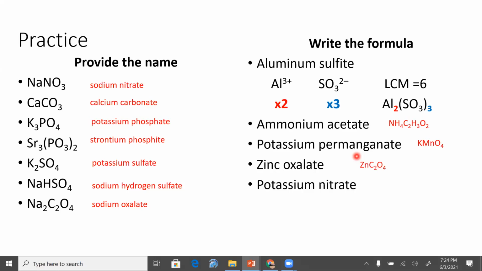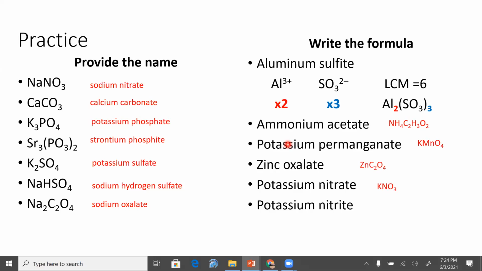All right, potassium nitrate. We know what potassium is, plus we did it up here. Nitrate is NO3 with a -1. Okay, so KNO3.